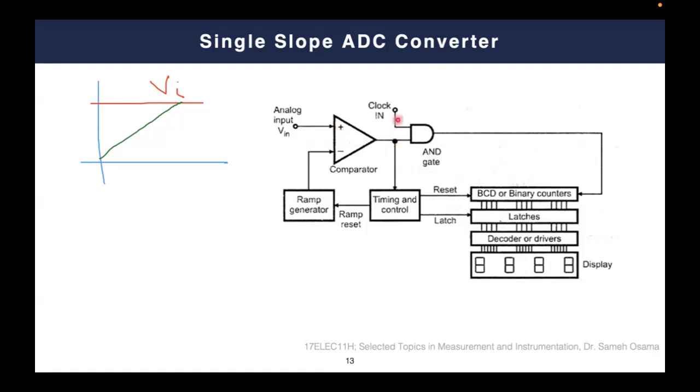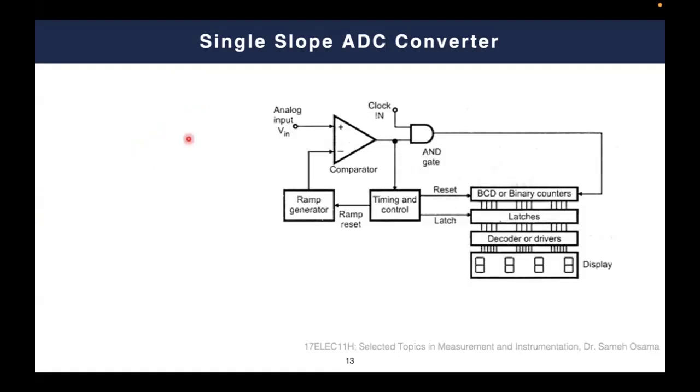And as long as the clock is enabled, so we have an input clock, the counter will start to count. The counter will stop counting at this point, when the V reference or the ramp signal intersects with the V input. In this state, V minus will be greater than V plus, and then the output is 0, and the counter stops counting. So you are counting as long as your input is greater than the ramp signal. Otherwise, the counting will stop. So this is a very simple way in which you can make an ADC.